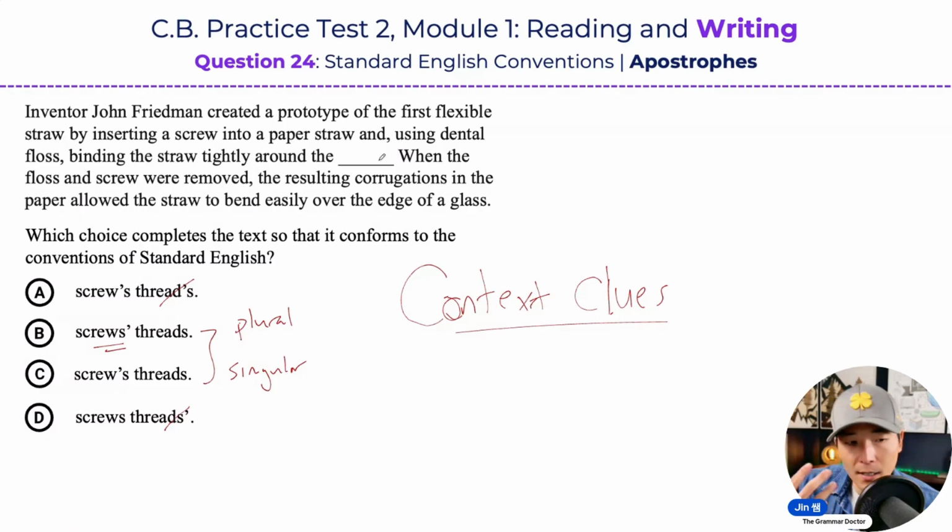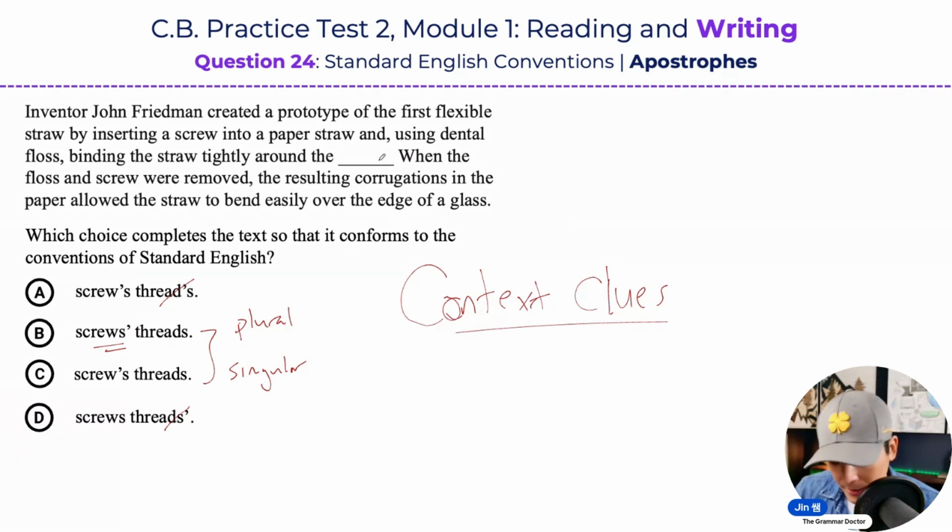Depending on what you're being tested on, there's different context clues that you have to look for. If you're being tested on verbs, for example, you have certain context clues that you have to look for. If you're being tested on pronouns, you have to look for other types of context clues. If you're being tested on apostrophes, you have to look for certain context clues. So every single concept or question type that you're being tested on has certain context clues that you need to look for or be aware of.